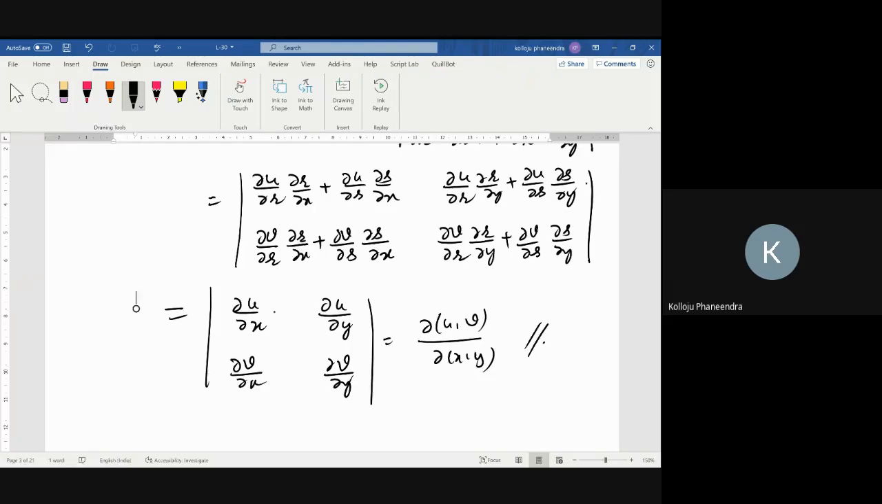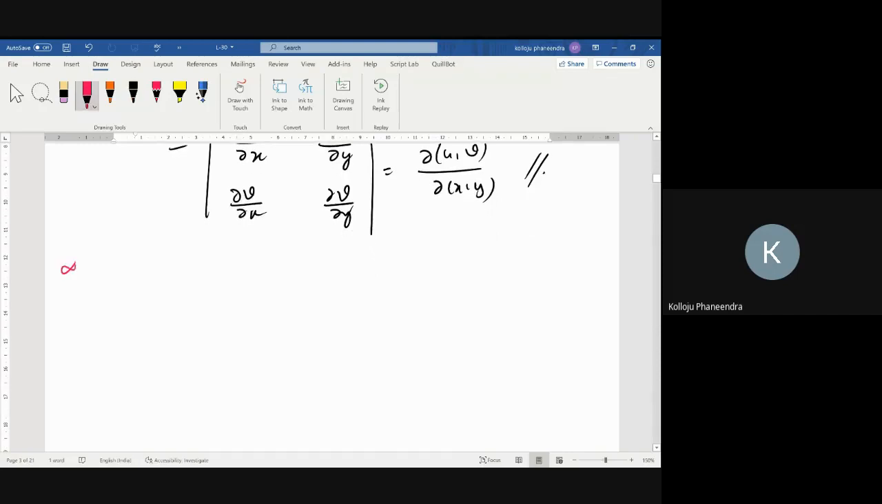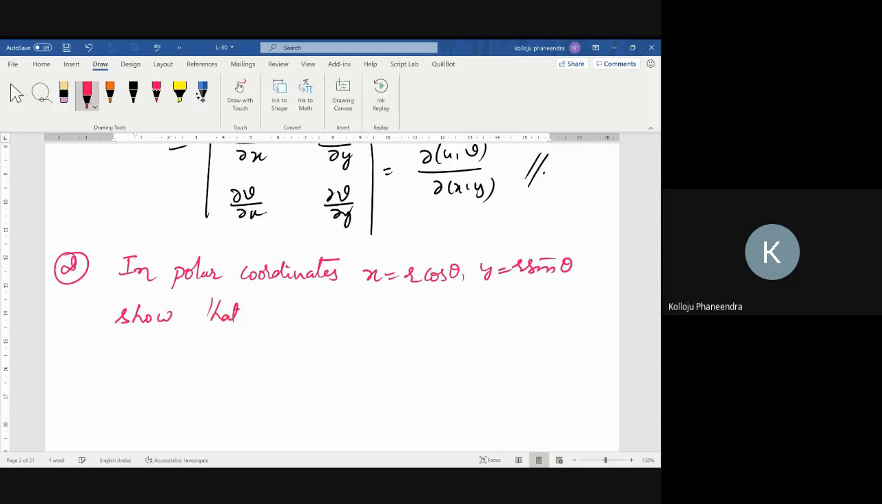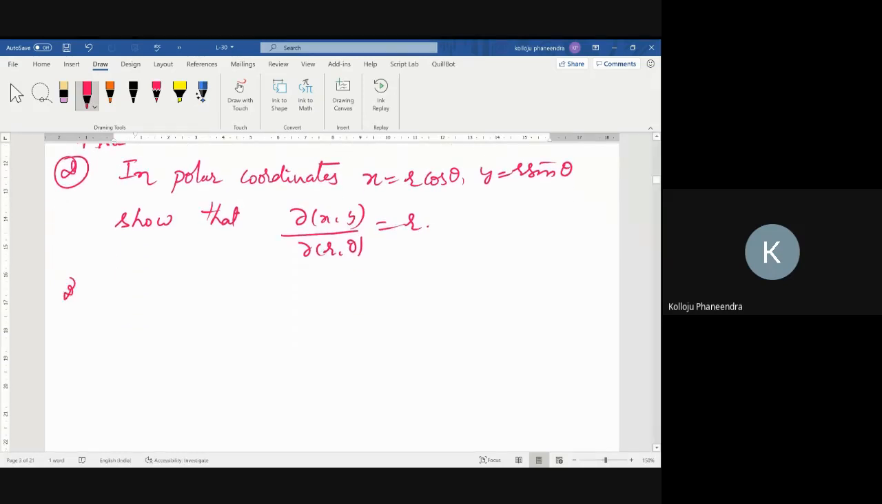First in polar coordinates, next in cylindrical coordinates, next in spherical coordinates. First one, in polar coordinates, x equals r cos theta, y equals r sin theta. Show that the Jacobian of (x,y) with respect to (r,theta) is r. This is an assignment, a simple one. Just write ∂x/∂r, ∂x/∂theta, ∂y/∂r, ∂y/∂theta and find the determinant. You will get that.